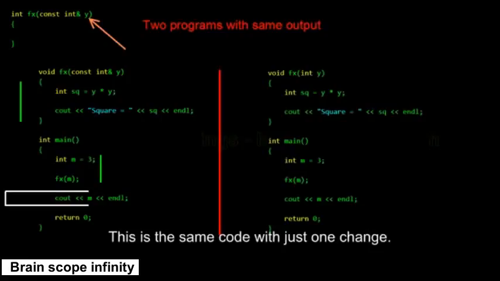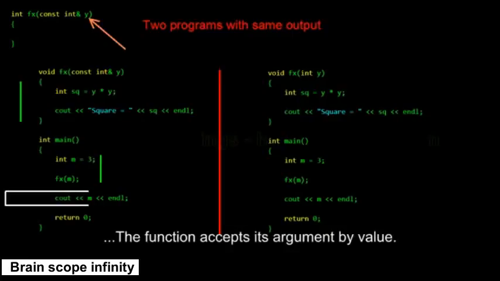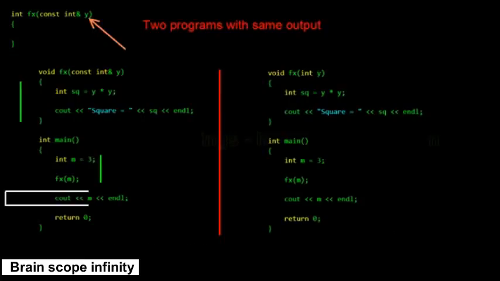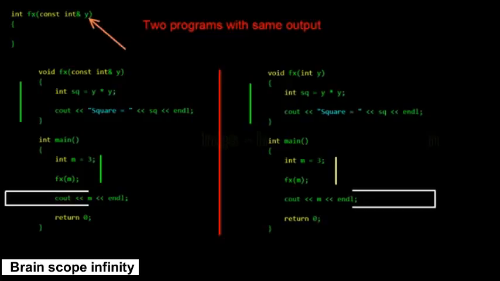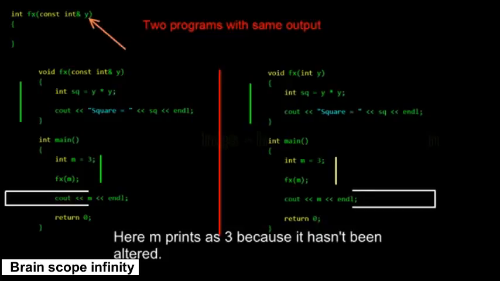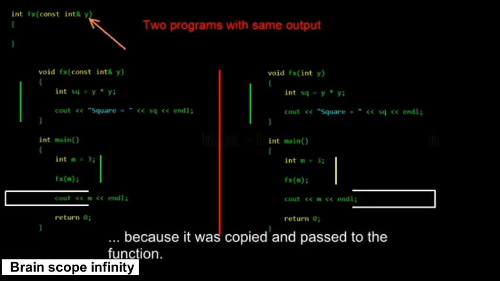This is the same code with just one change. The function accepts its argument by value. The square of y is printed here. m is passed by value. It is copied into y. Here m prints as 3 because it hasn't been altered, because it was copied and passed to the function.